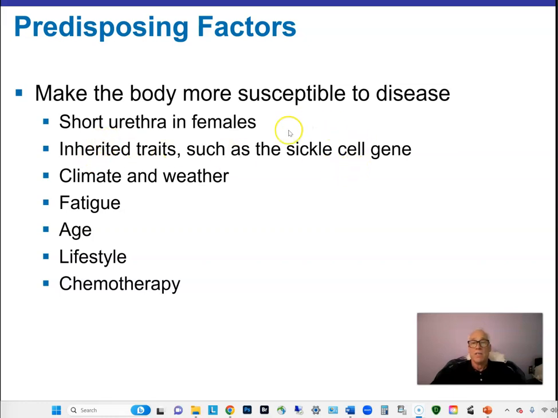Inherited traits. Sickle cell gene, for example, causes a particular disease.